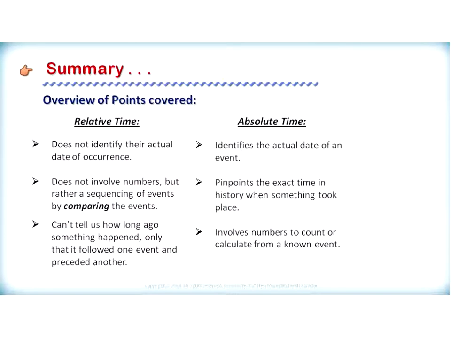In summary, let's look at the overview of the points covered. Relative time does not identify their actual date of occurrence. Also, relative time does not involve numbers, but rather a sequencing of events by comparing the events. And thirdly, relative time can't tell us how long ago something happened, only that it followed one event or it preceded another.